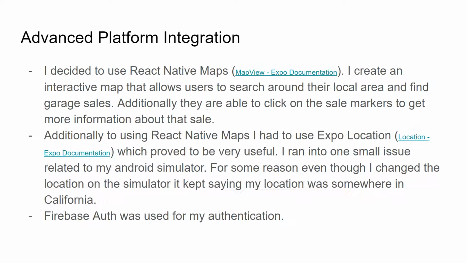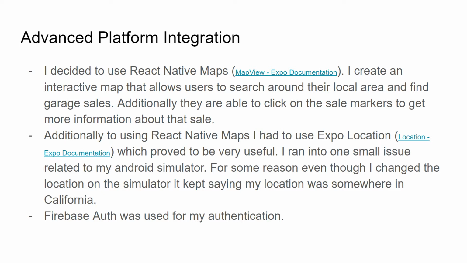Additionally, I have this advanced platform integration piece where I used React Native Maps to have an interactive map. I also use Expo Location to get the user's current location. I did run into one hiccup where the emulator would not give me the location that I was at, but went to California. I just moved on from that, didn't want to dig into it a whole lot, and chalked it up to an emulator issue.